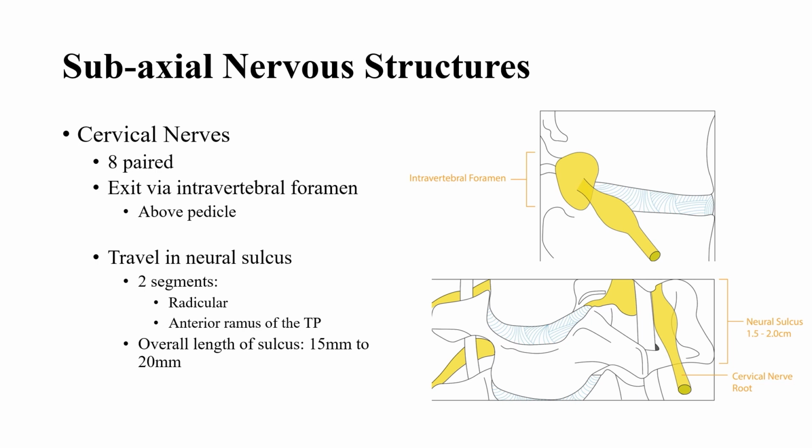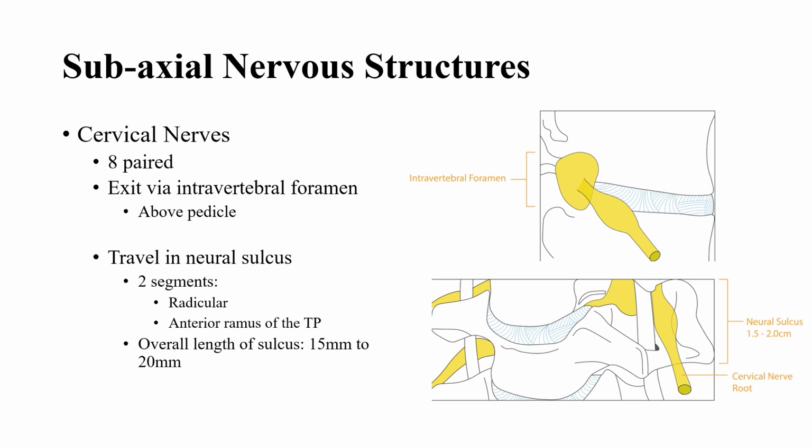Subaxial nervous structures. The cervical spine contains 8 pairs of cervical nerves which supply sensory motor function to the neck, arms, and diaphragm. The nerves C1 through 4 primarily supply various muscles and dermatomes of the neck, while C4 through 8 supply various muscles and dermatomes of the upper extremity and upper chest.